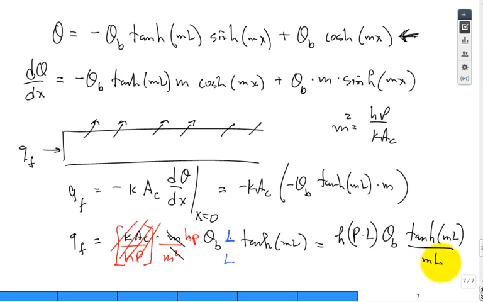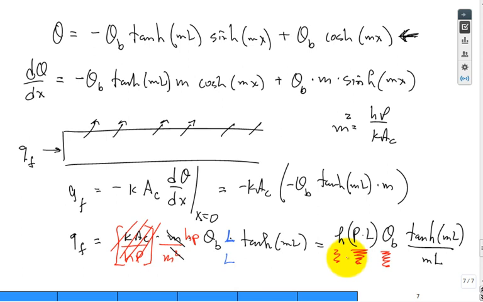So we want to pause for a minute and just look at it. What is theta b? The temperature difference. Where's the fin the hottest? At the base. As you go further out, it's only going to be cooler. But that would be the highest temperature difference. Okay. What is the convection coefficient? We knew that one. What is P times L? Perimeter times length. Isn't that my convective area for the fin?